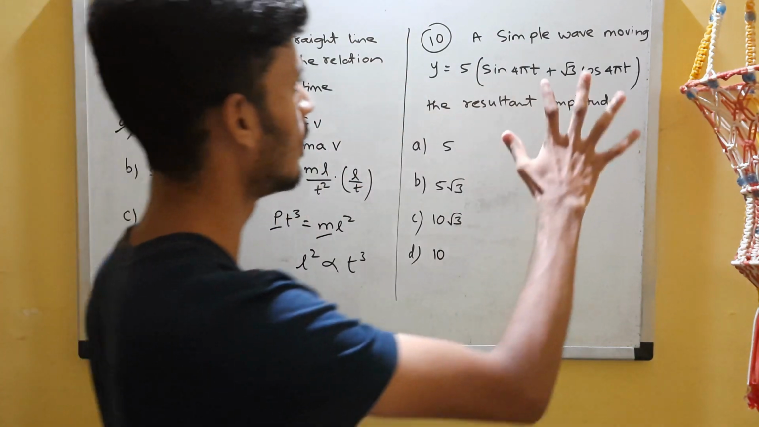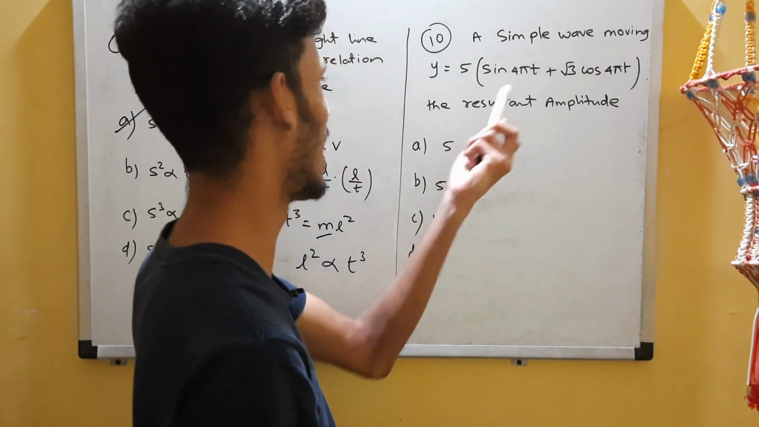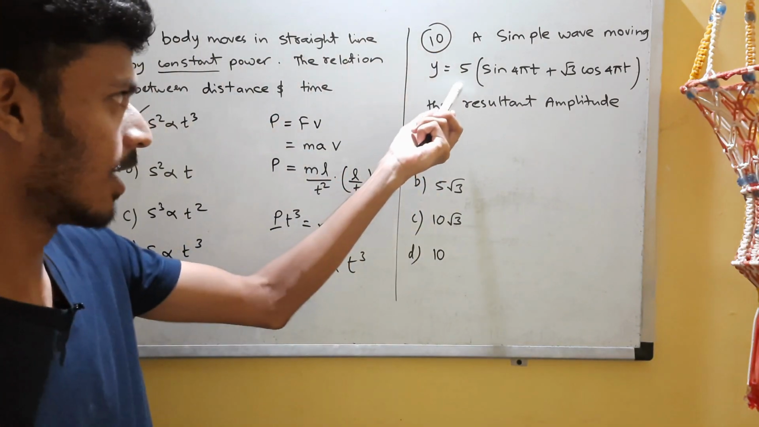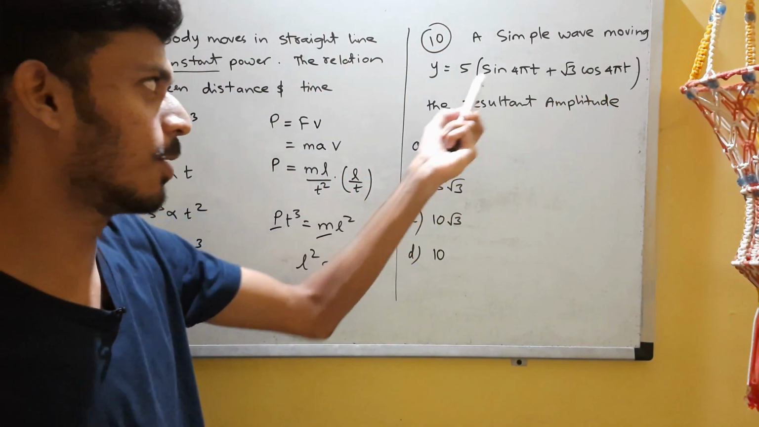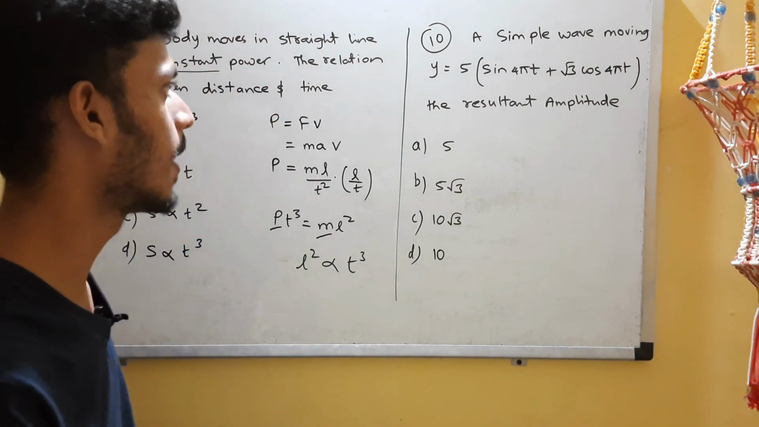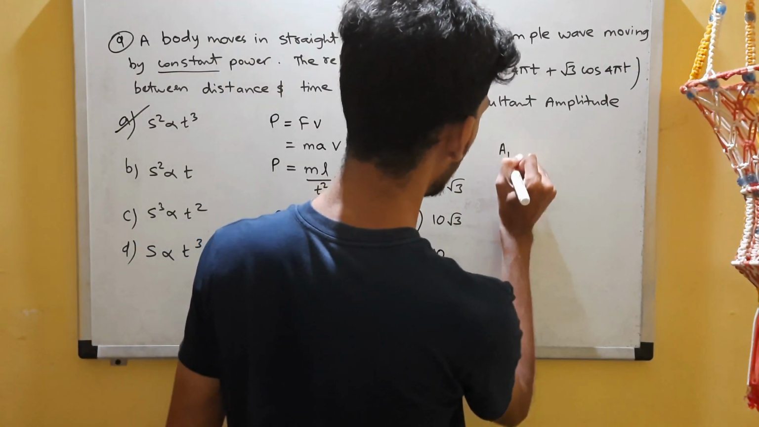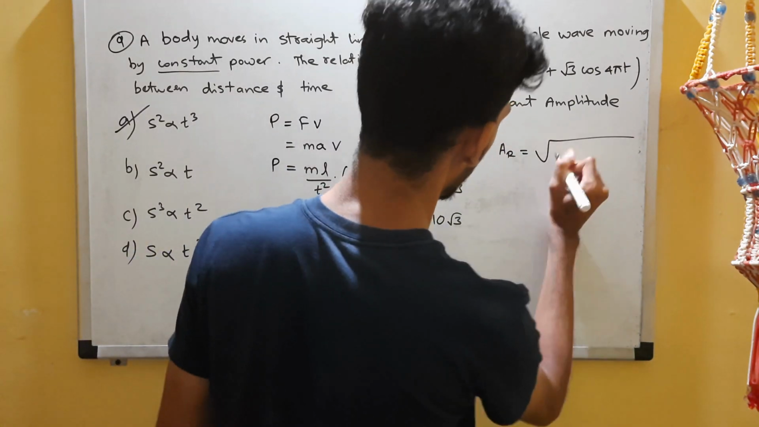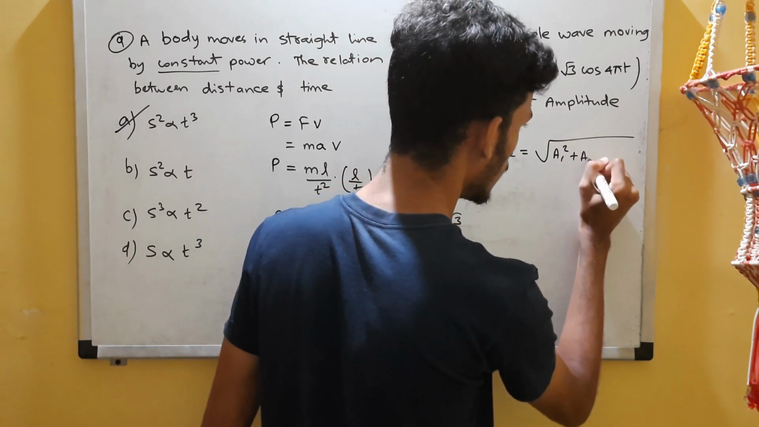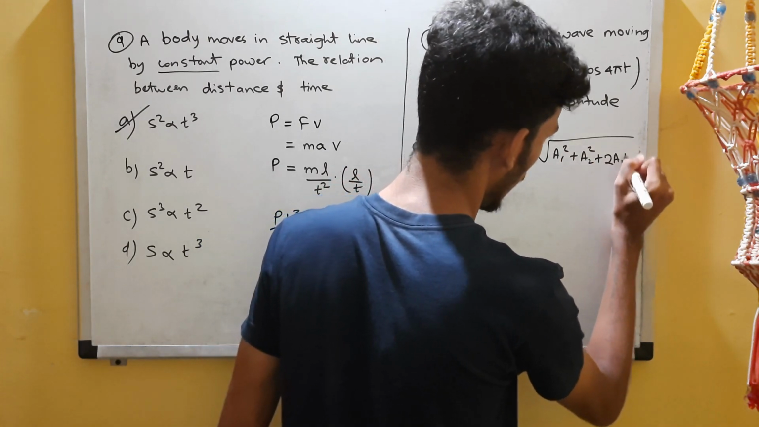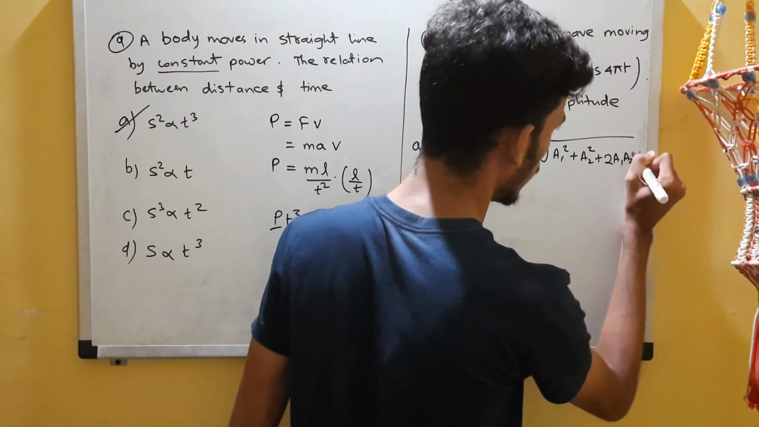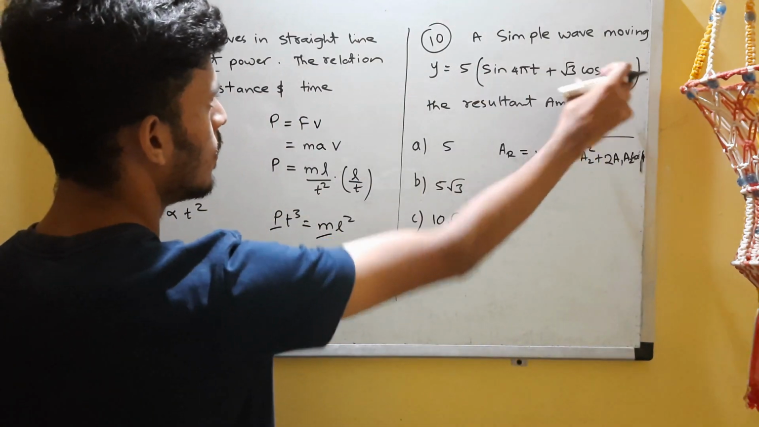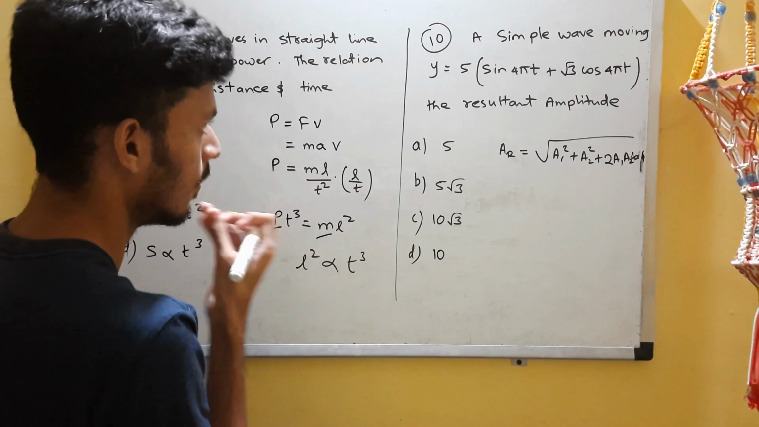Now let's come to question number 10. Now we have a simple wave, not that simple, and we are supposed to find the resultant amplitude of this wave. You can see a combination of two SHMs added over here. So what is the resultant amplitude? If you remember, it's the same as a vector sum. We treat them as phasors, so you can write the resultant as the square root of a1 square plus a2 square plus 2 a1 a2 cos phi. Here phi is nothing but the phase difference between these two SHMs.